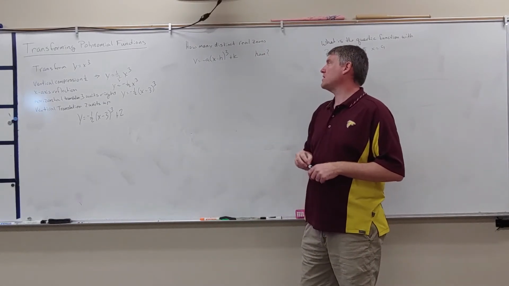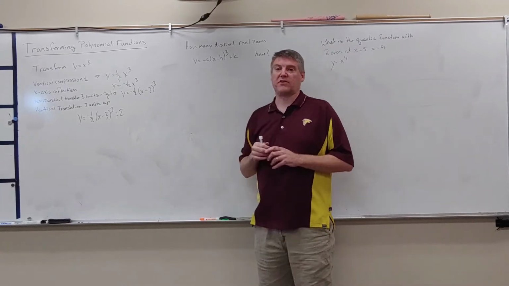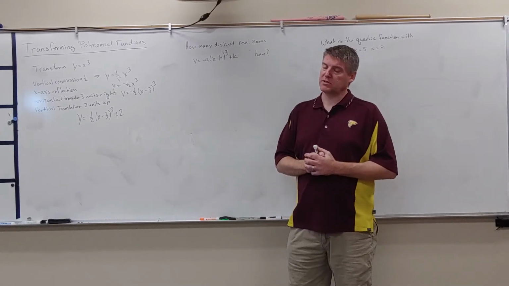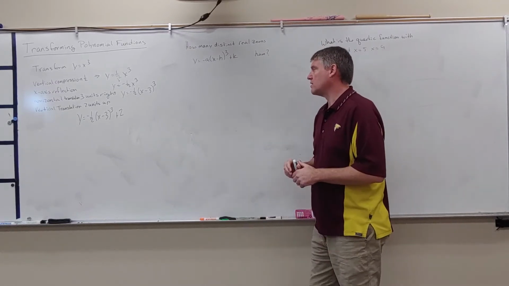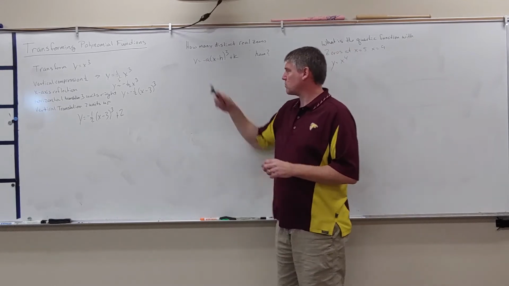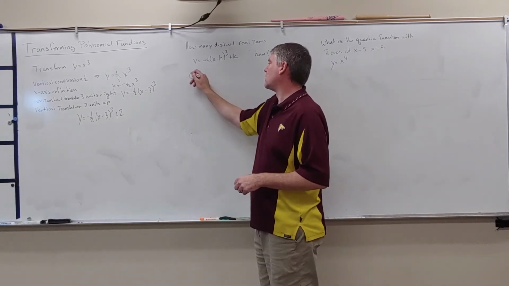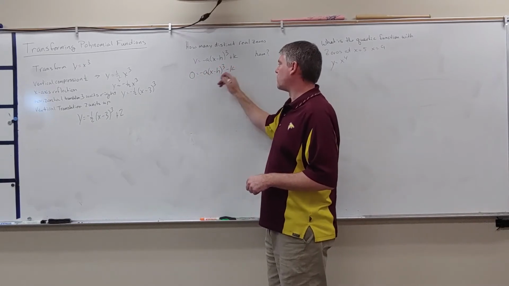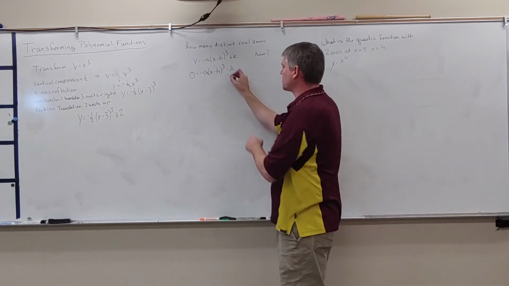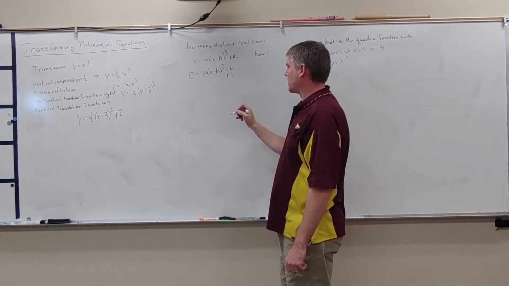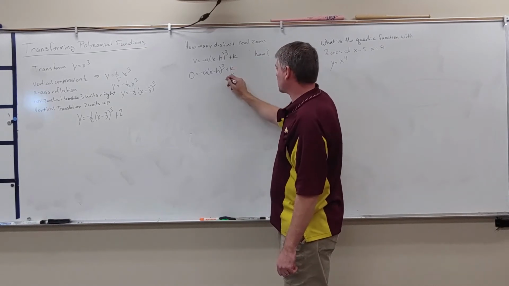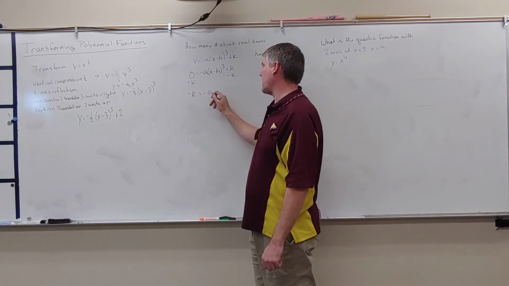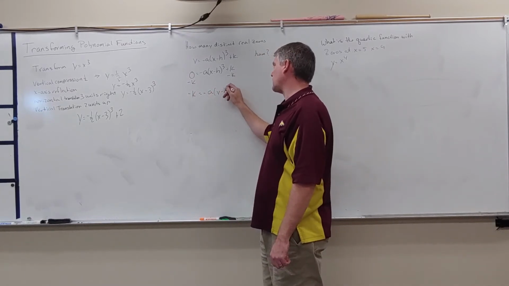Now, how many distinct real zeros does this function have? Distinct real, okay? So that means not talking about multiplicity here because we want them to be real. So what we're going to do is set y equal to 0, and I'm going to solve this now for x. Well, the first thing I need to do is get my k to the other side. Oops, that's supposed to be a plus. So I'm going to subtract k from both sides. So I get -k equals -a times x minus h quantity cubed.